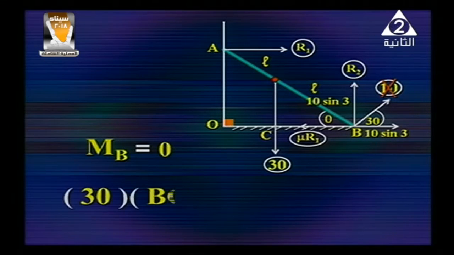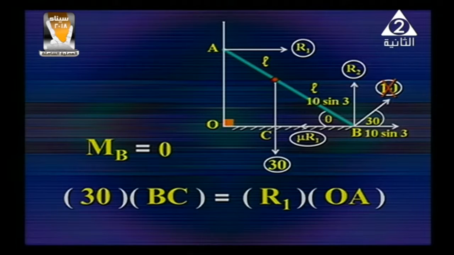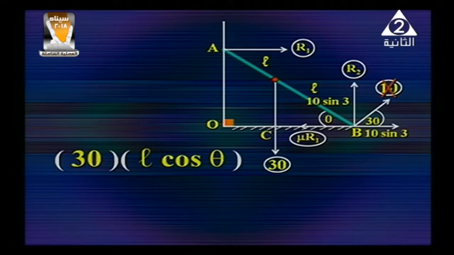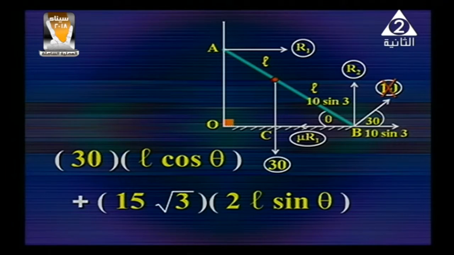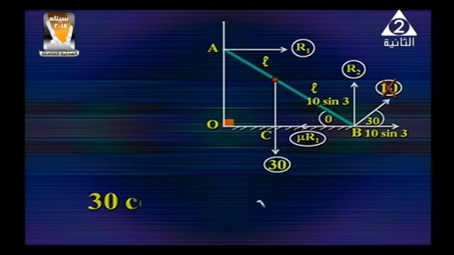Moment at B equals 0. Then 30 times BC equals R1 times OA. What is the length of BC? L cosine theta. 10 times L cosine theta. 15 root 3 times 2L sine theta.